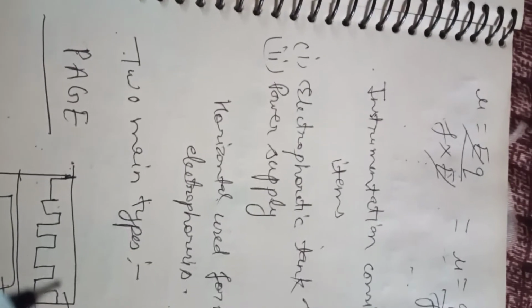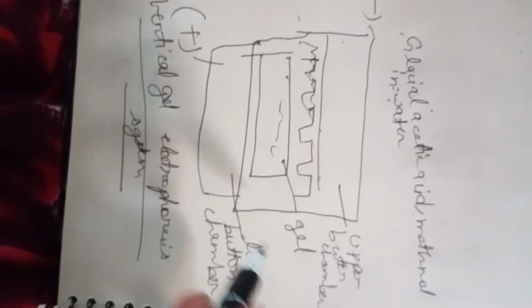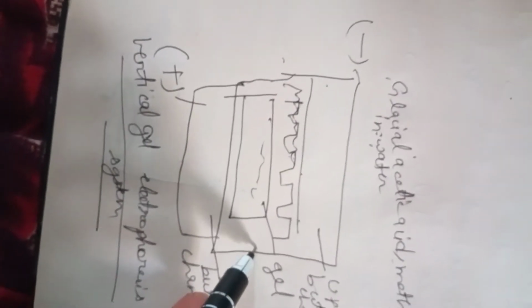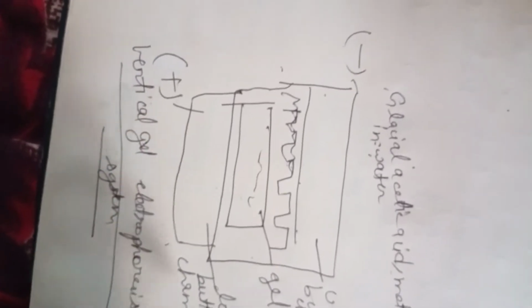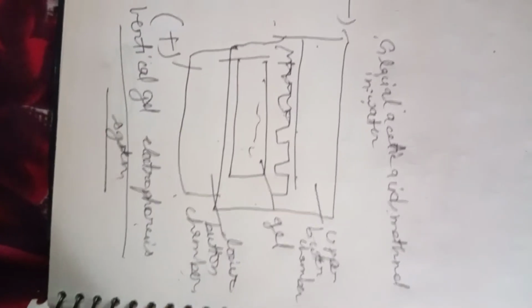The vertical gel electrophoresis system contains an upper anode and cathode electrode, the upper buffer chamber, the gel, and the lower buffer chamber. This is the vertical gel electrophoresis.